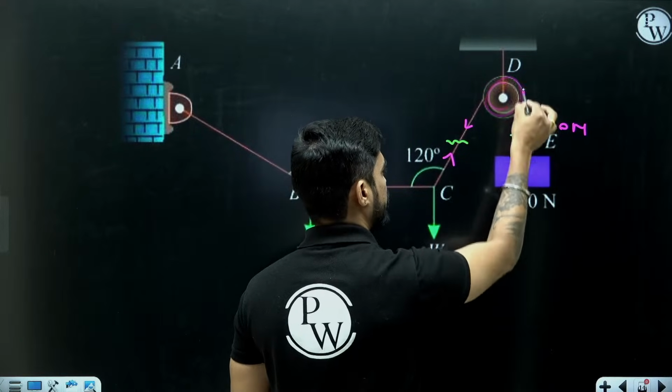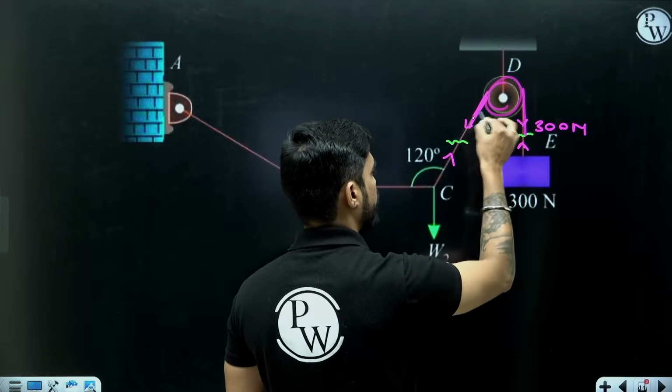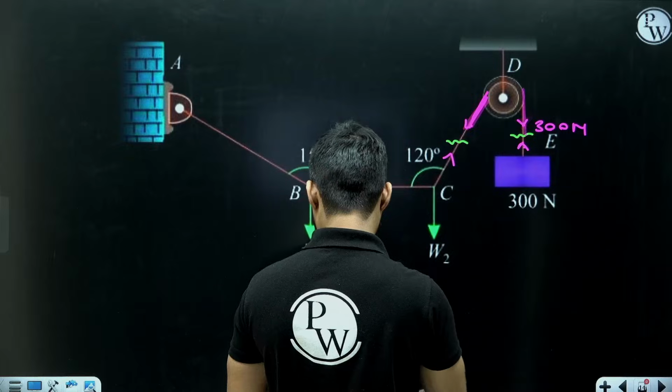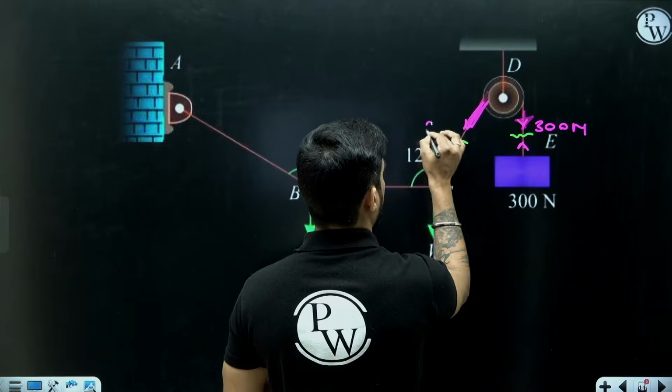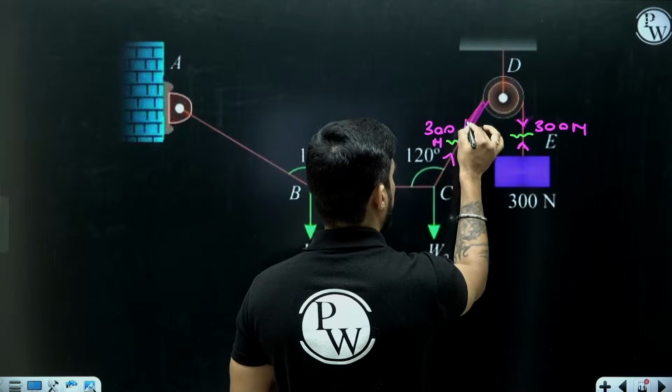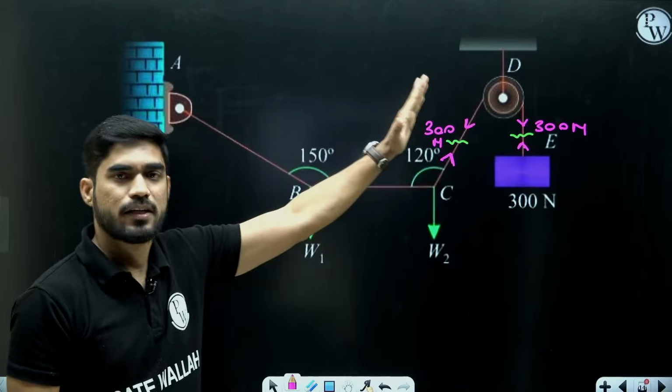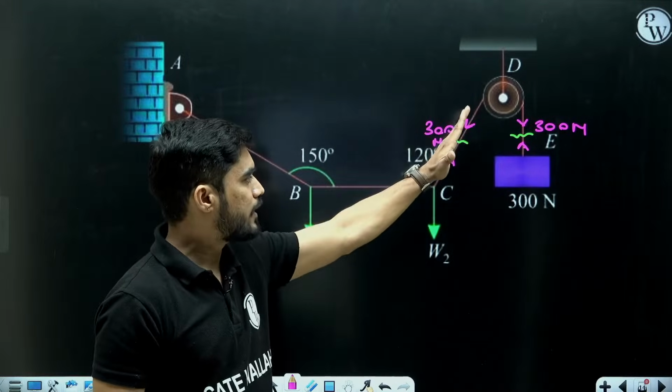So tension on this side and this side must be the same. So here tension is 300. So here also tension will be 300. And this tension will also be the same, equal and opposite. So here you know the tension.